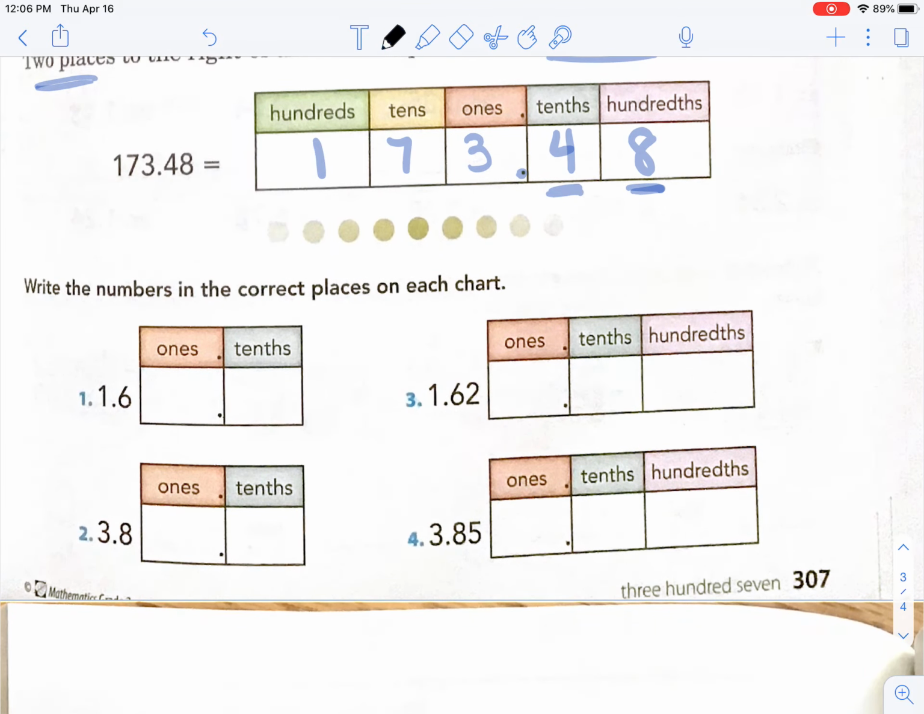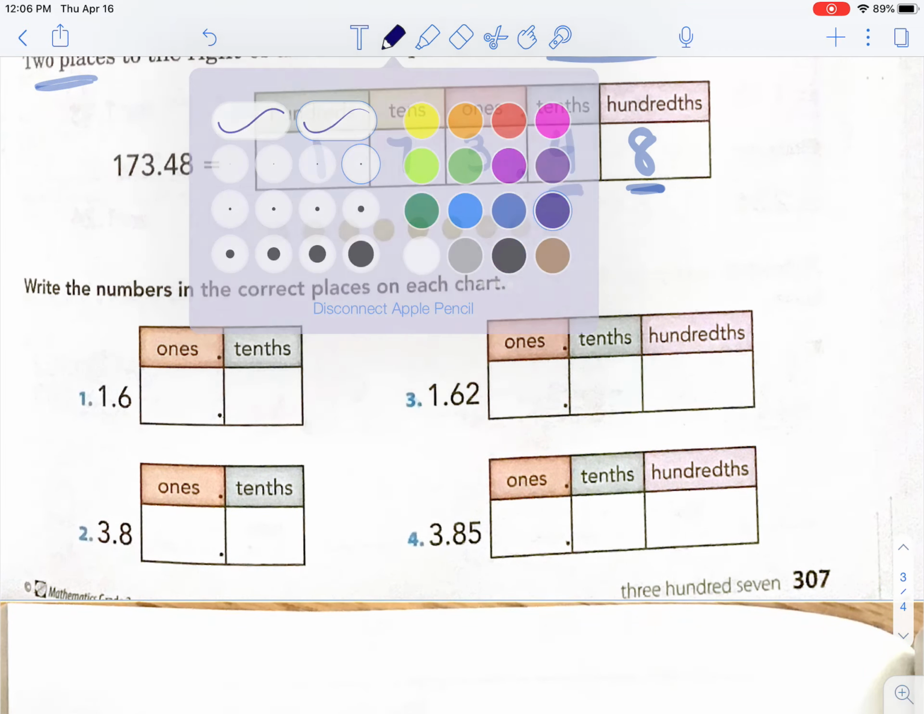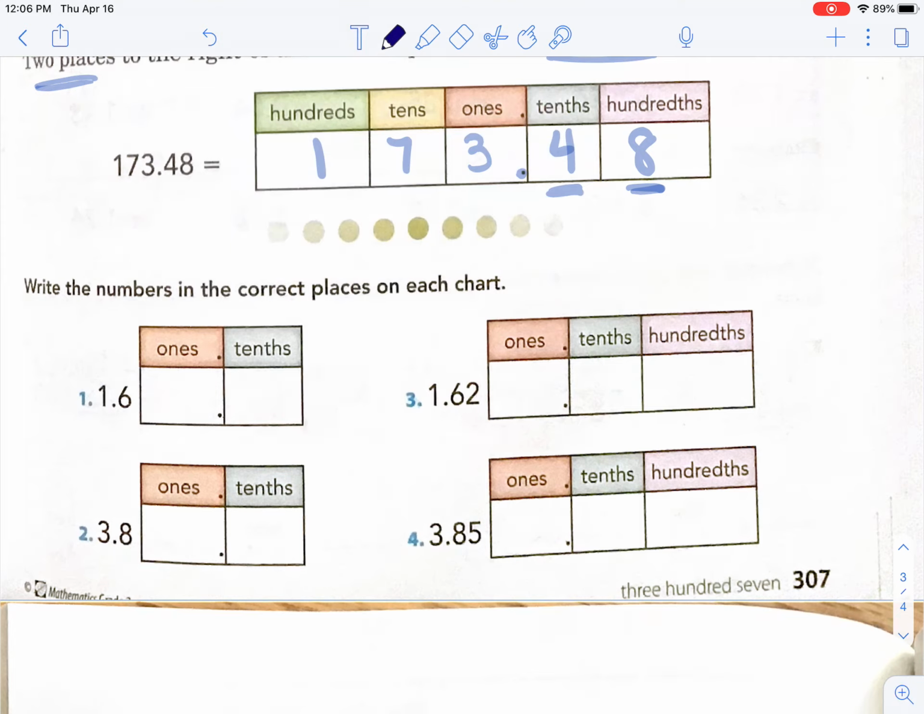Write the number in the correct place of the chart. So this is 1 whole and 6 tenths. Do you see the decimal right there? It'll match. Number 2, 3 ones and 8 tenths. So this would be like 3 dollar bills and 8 dimes.